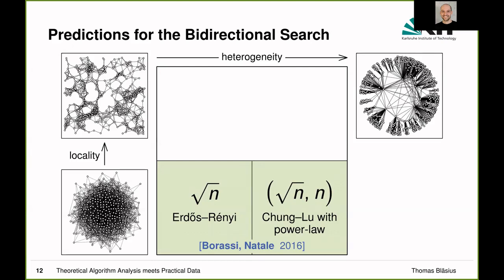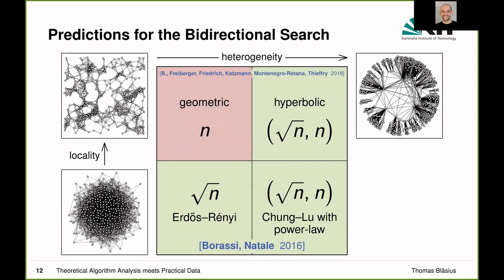So if I now have a graph that has no locality, I shouldn't be surprised if the bidirectional search is much faster than the unidirectional search. We were able to complete this picture with respect to locality by seeing that geometric random graphs actually don't give you a good running time. There you get a running time that's linear in the size of the graph. But for hyperbolic random graphs, meaning for heterogeneous and local instances, you get a running time that's again between square root n and n. So you again get a better asymptotic running time than for the unidirectional search.